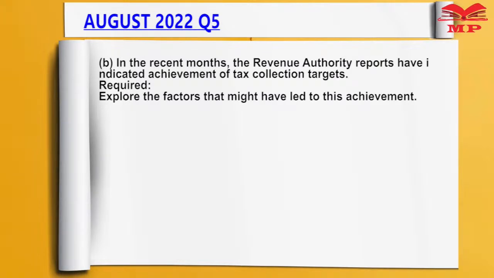Part B of the question says, it's still a theory question. In the recent months, the Revenue Authority reports have indicated achievement of tax collection targets. Explore the factors that might have led to this achievement, for 4 marks.